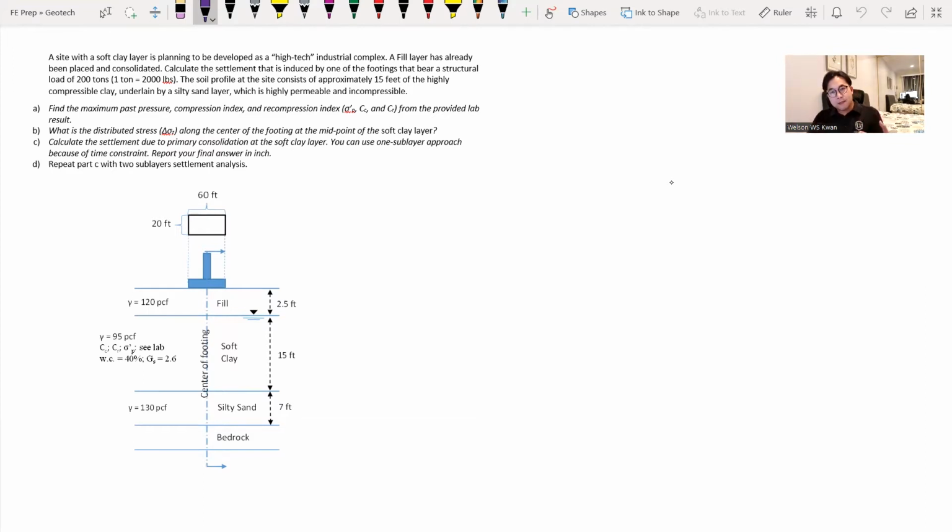This site is proposed to build a high-tech industrial complex with a footing of 60 feet by 20 feet that sustains a loading of 200 tons. As you can imagine, we have a thick soft clay layer, and the settlements due to the 200 tons loading passing from the footings will majority come from the primary consolidation of the soft clay layer.